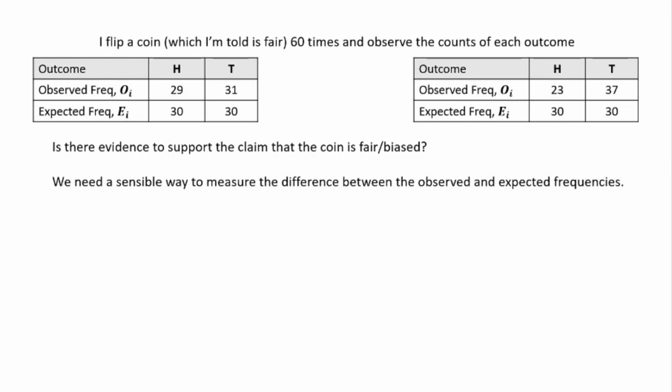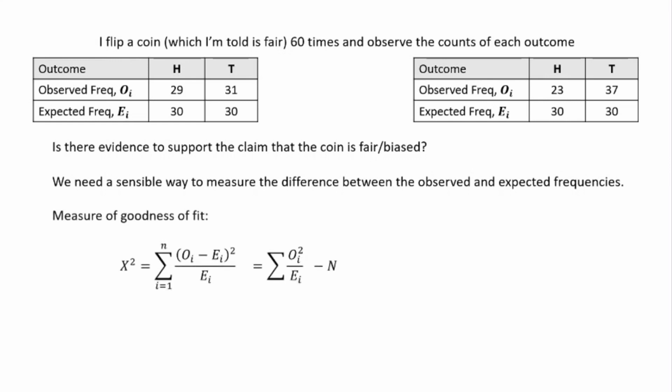A measurement which helps us to decide if it's too far away from the expected frequencies. So, we're going to look at a way to decide if there's evidence to support that it's a fair coin or a biased coin, and we're going to need a statistic, a measurement which helps us to determine whether or not it's just too far away from the expected values, from the expected frequencies. So, in the wonderful world of statistics, we actually have a measurement that helps us to do this. This is our chi-squared test statistic, and it's calculated as shown.